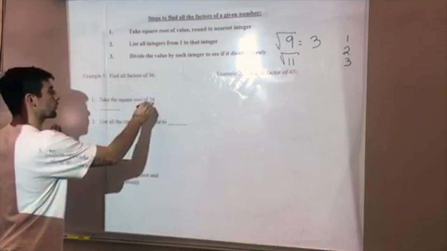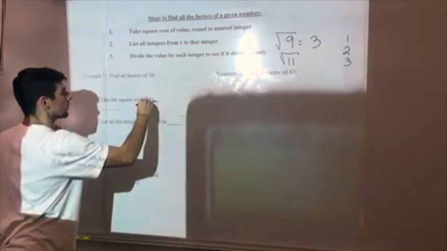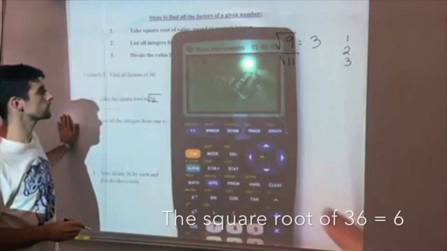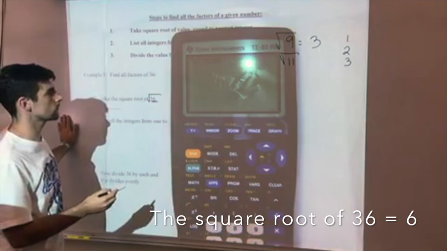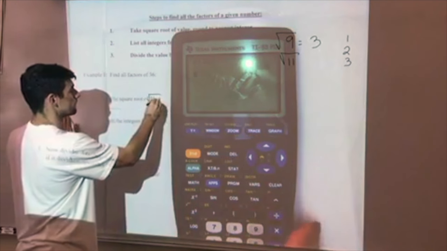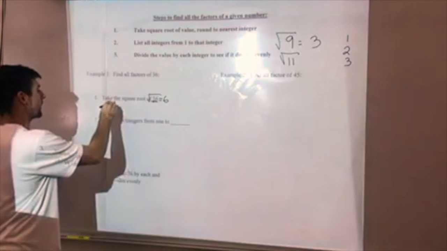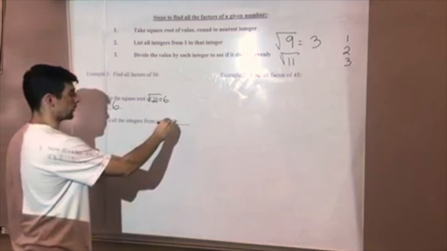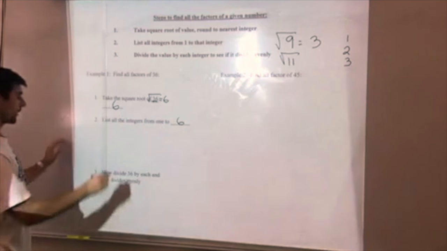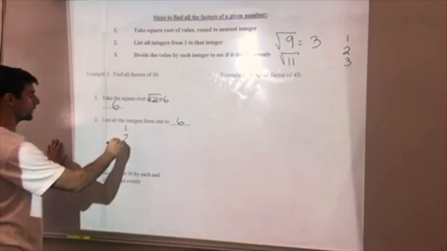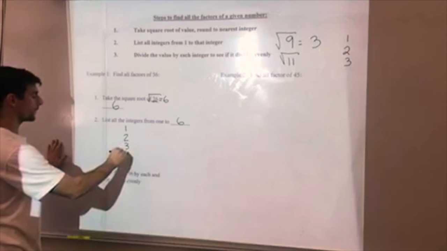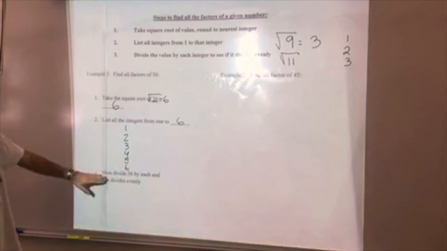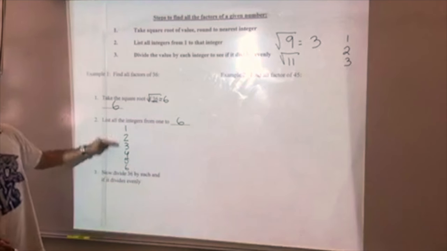First, we're going to take the square root of this number. So the square root of 36 is 6. Okay? So we found that the square root is 6. Now we're going to list out all of the integers 1 through 6. So right here we're going to list 1, 2, 3, 4, 5, and 6. Now we're going to divide 36 by each of these values.